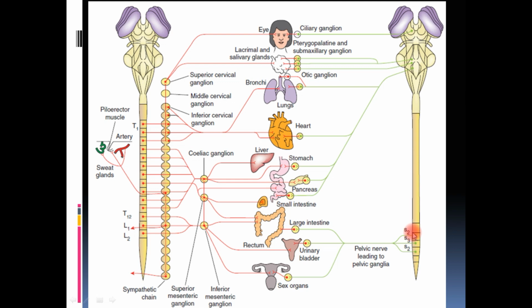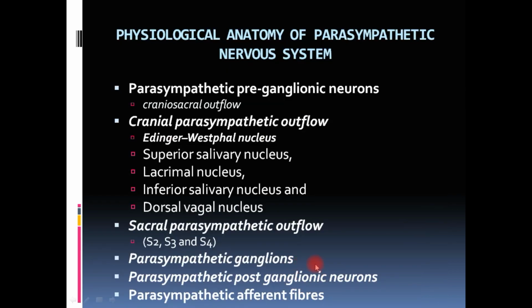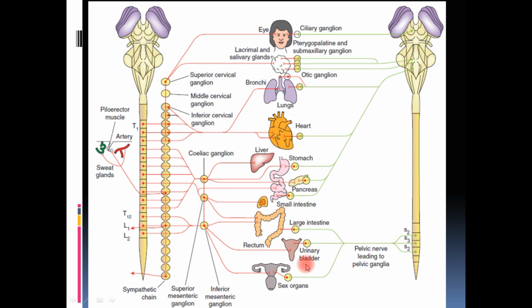Now the parasympathetic ganglia, as we can see, there are different ganglia which we have already studied, lying near to the end organs which are supplied by the parasympathetic system, and these are the peripheral ganglia of the parasympathetic nervous system.